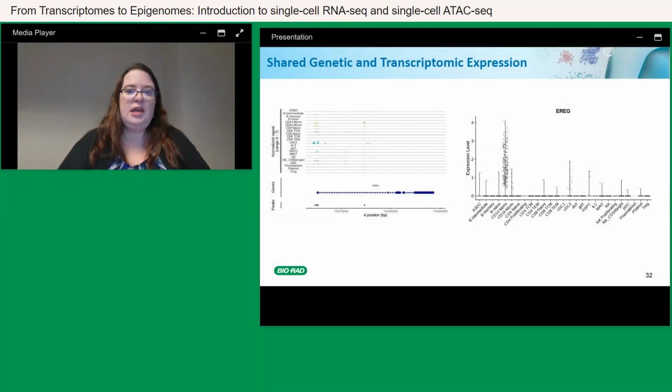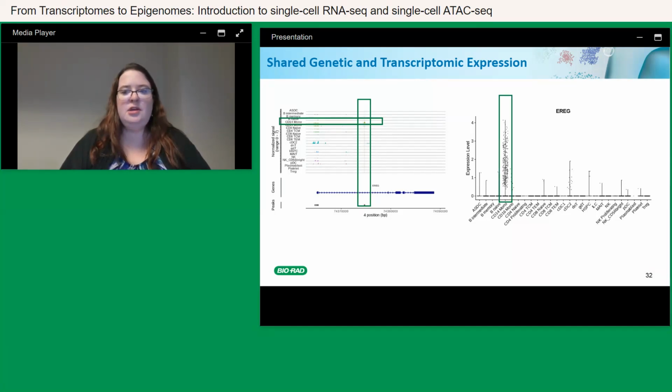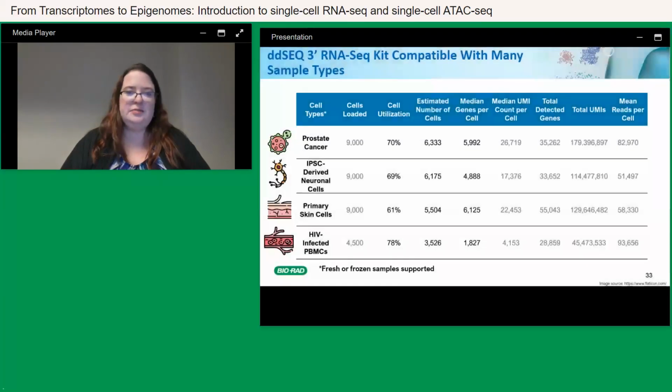For example, in the CD14 monocytes, we find a chromatin peak specific for the gene EREG. This correlates with an increased expression of EREG in the 3' RNA-seq data. This suggests a genetic relationship or genetic regulation of the EREG in CD14 positive monocytes. With this type of multi-omic data, you can do more of these types of analysis and other analysis.